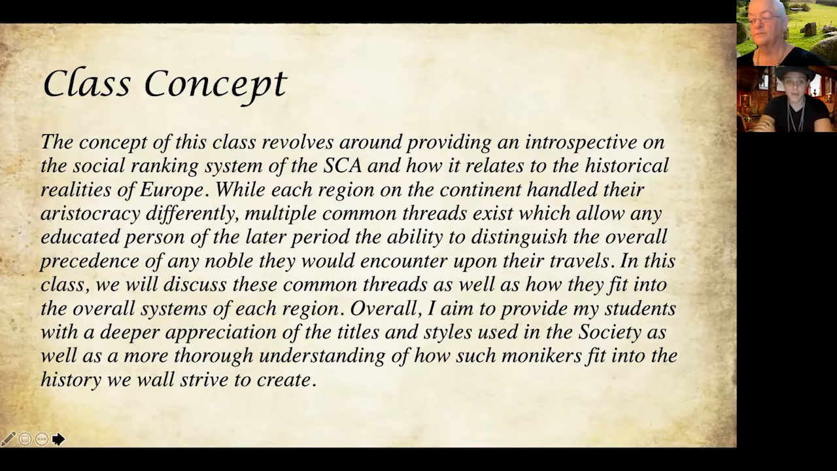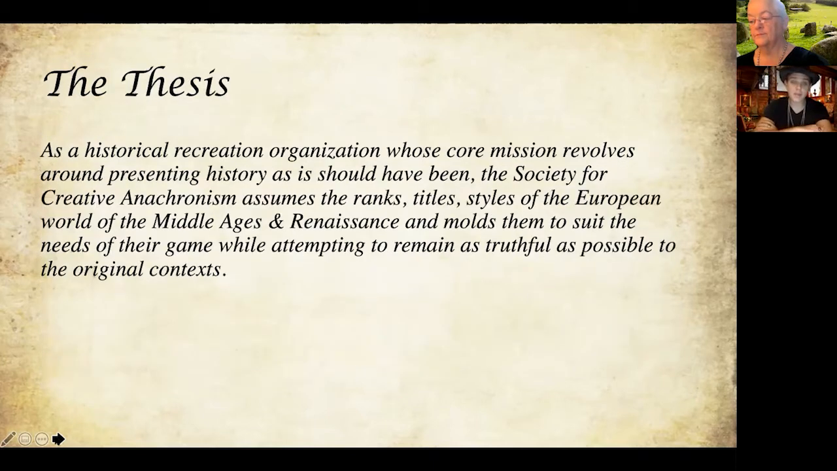And in my research into this, I have come to one critical thesis, which I'm just going to read because it's the fastest way to do it. As a historical recreation organization whose core mission revolves around presenting history as it should have been, the Society for Creative Anachronism assumes the ranks, titles, and styles of the European world of the Middle Ages and Renaissance and molds them to suit the needs of their game while attempting to remain as truthful as possible to the original contexts.